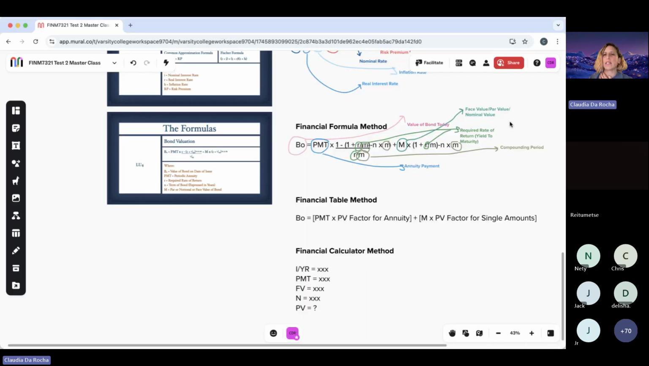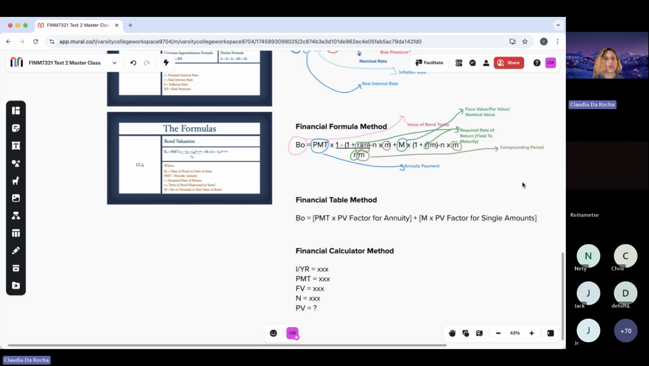So with the last formula, you've got the value of your bond today. That's in your pink. Your PMT is your annuity payment, how much you need to pay over the compounding period. You've got your R, which is your required rate of return, or it can be called your yield to maturity. You've got your small m, compounding period. Your big M is your face value, par value, nominal value. That is, in essence, the amount that you're going to get back for the bond at the end of its life without the payment amount. And then you have your N, which is your number of periods.